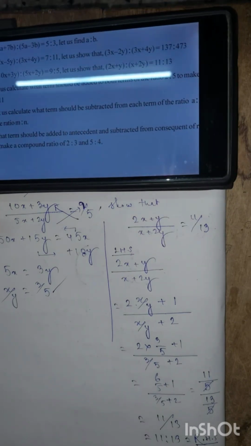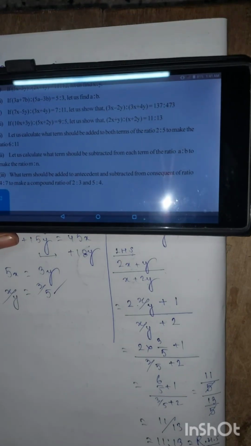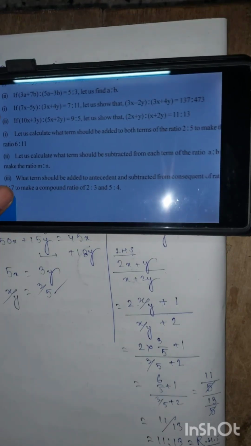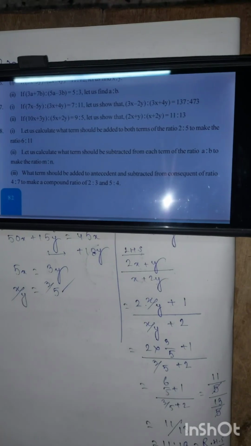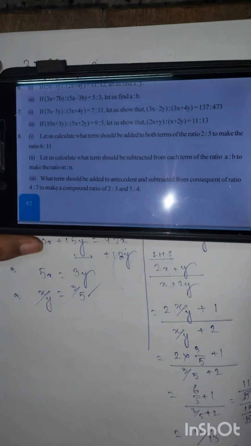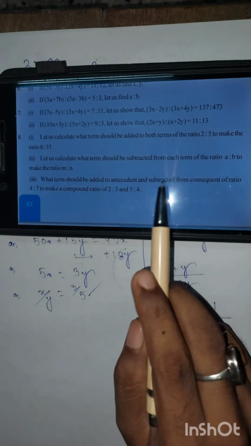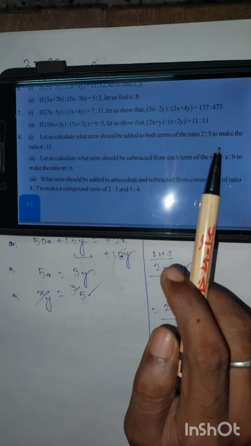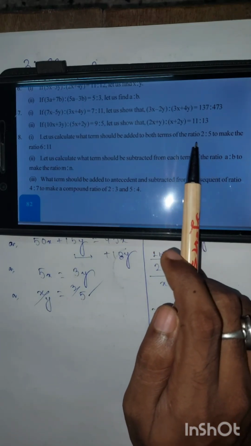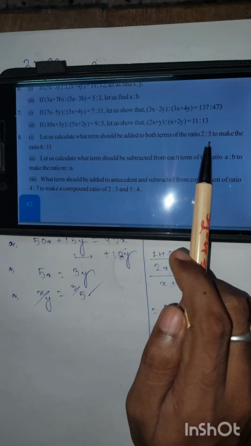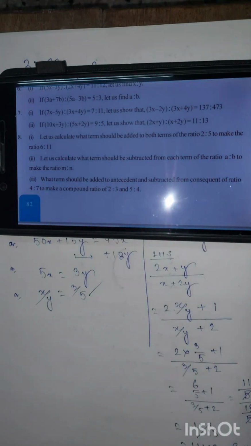Now let us proceed to question number 8. Question number 8 Roman 1 says, let us calculate what term should be added to both terms of the ratio to make the ratio 6 is to 11. Okay, so we need to add something to both of these terms so that the new ratio becomes 6 is to 11.